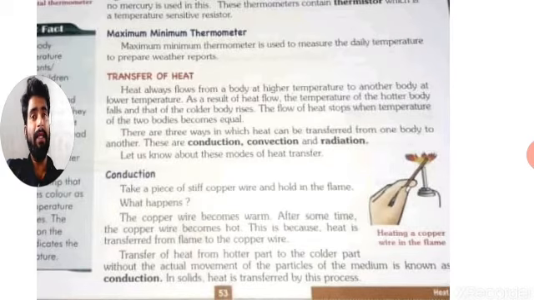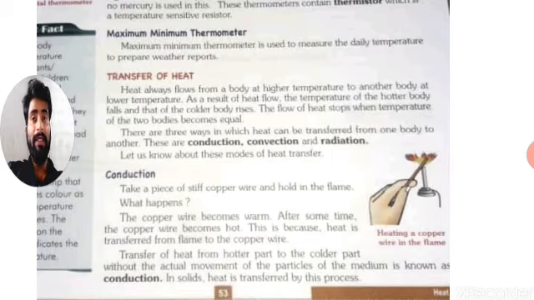In the conduction method, heat will transfer when the body is in contact with a hotter object or hotter body. So for conduction, contact of the body is required. First of all we have to know what conduction is. Transfer of heat from a hotter part to a colder part is known as conduction.